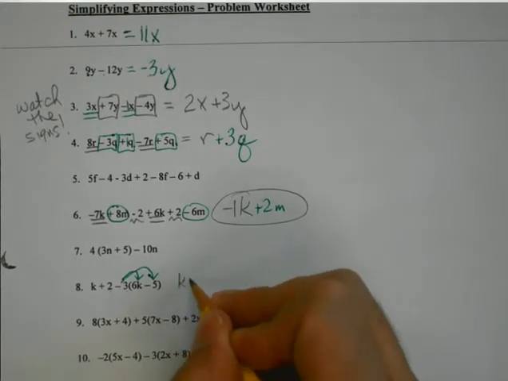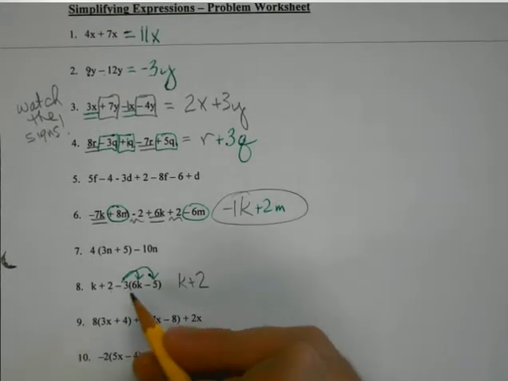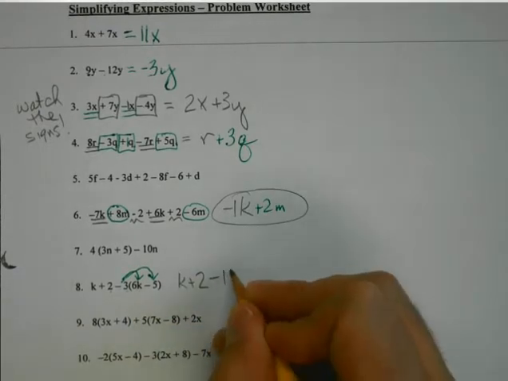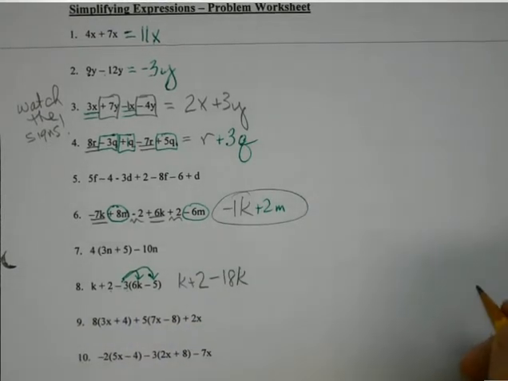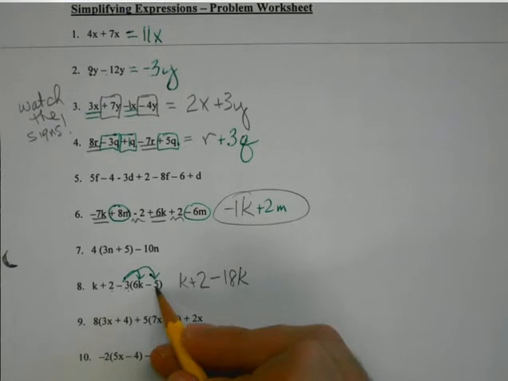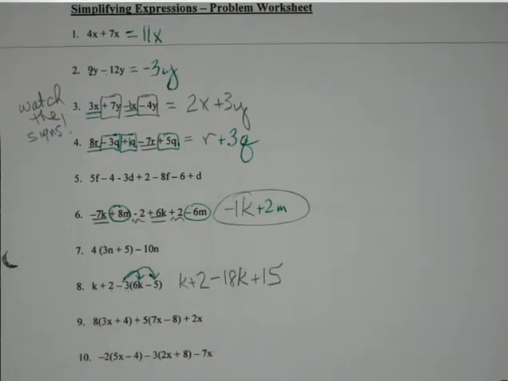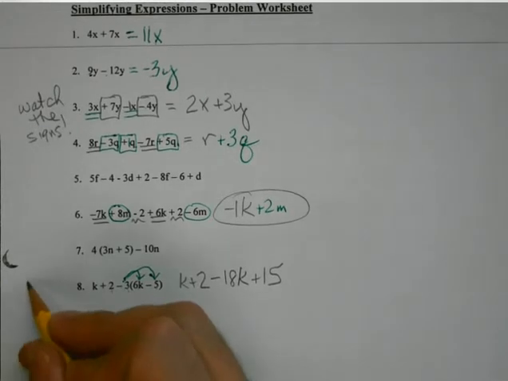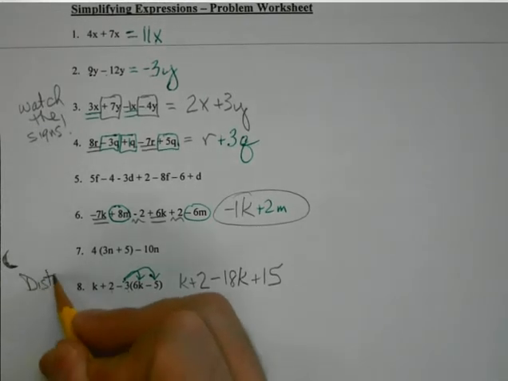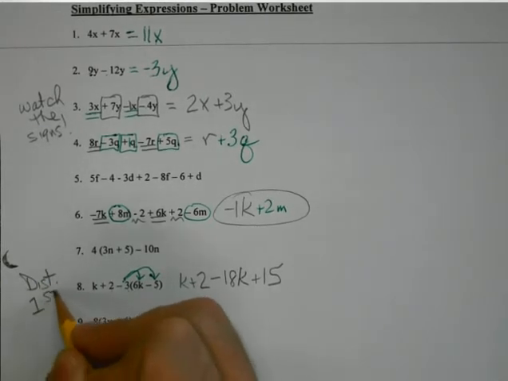So we leave the k and the 2 alone. Negative 3 times 6 is negative 18k. And negative 3 times negative 5 is a positive 15. So whenever you can distribute first, you really do need to do that. Okay, we'll make a little note here. Distribute first.